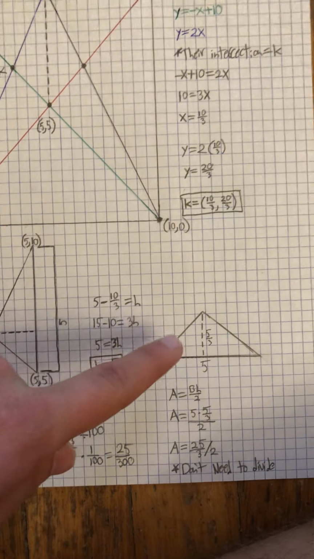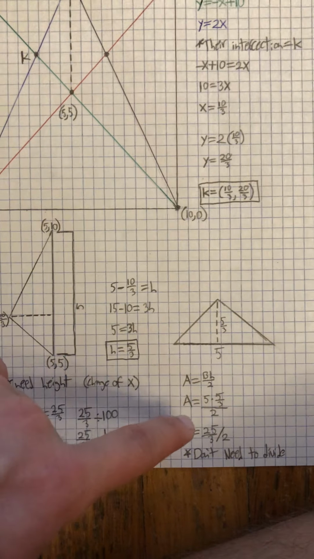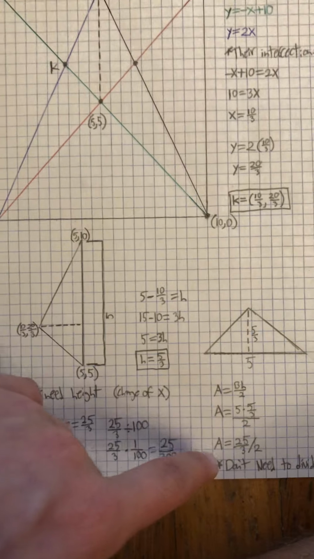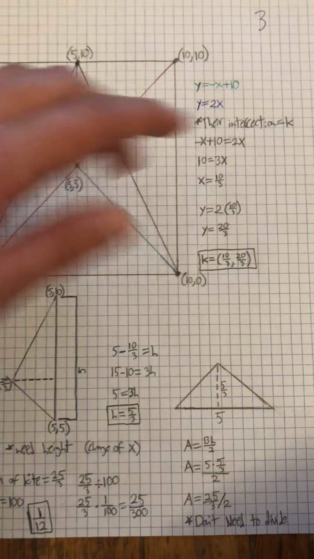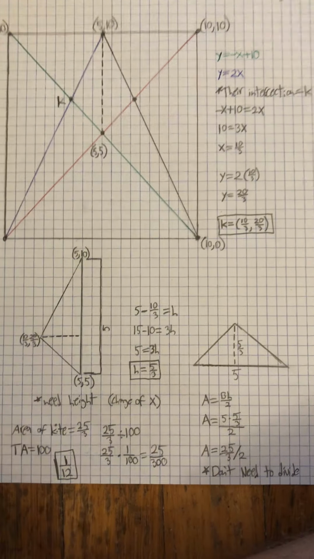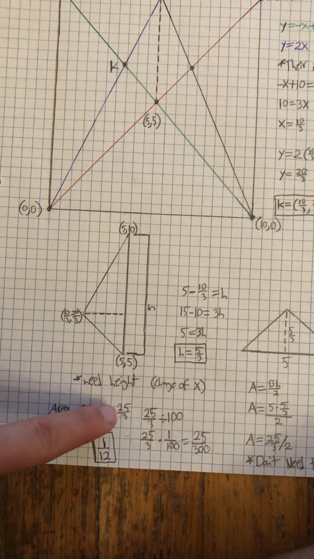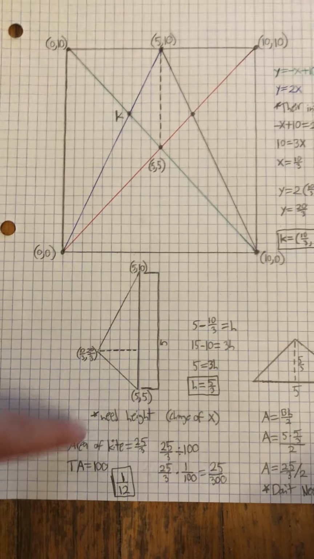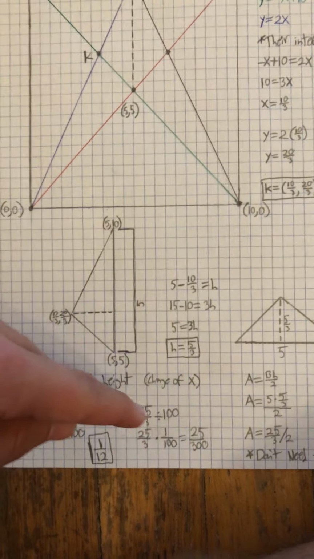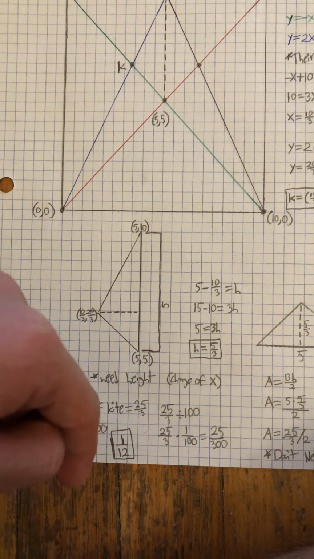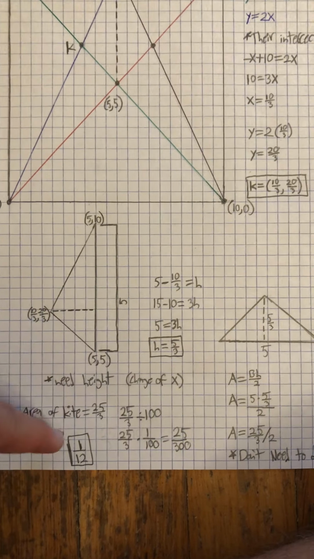Again, area equals base times height divided by 2. So area equals 5 times 5 thirds divided by 2. Area equals 25 thirds divided by 2. And again, we don't need to divide by 2 because we have 2 congruent triangles. So we're just going to cancel those 2 extra steps out. So the total area of the kite is 25 thirds right here. And the total area of the square is 100 because 10 by 10. So then we do 25 thirds divided by 100. Keep, switch, flip. 25 thirds times 1 over 100, which is 25 300ths, which if you reduce equals 1/12.